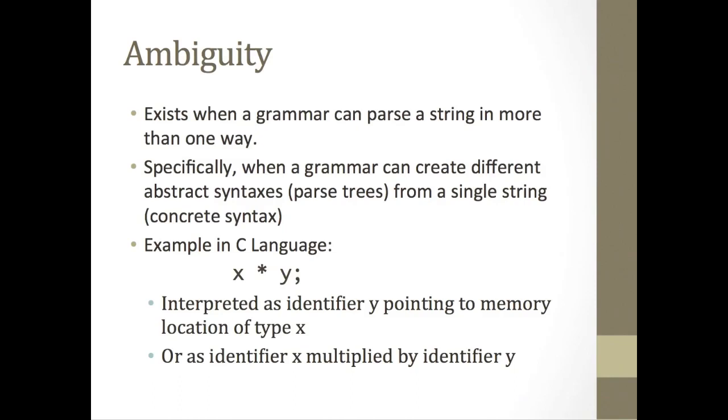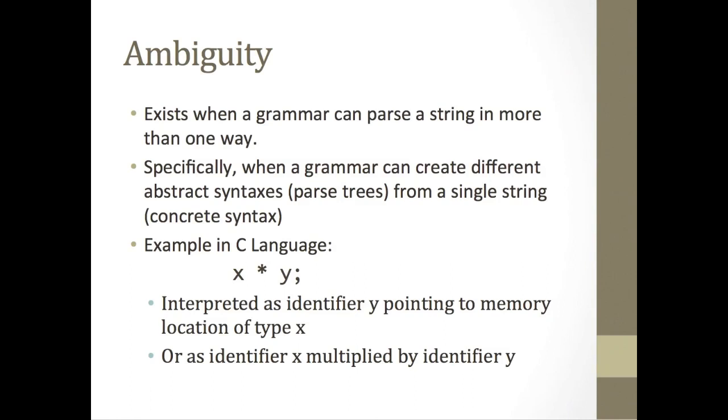Ambiguity exists when a grammar can parse a string in more than one way. Specifically, ambiguity exists when a grammar is able to create different abstract syntaxes from a single string. Remember that abstract syntaxes are represented in parse trees and that your concrete syntax is the single string that is being parsed.